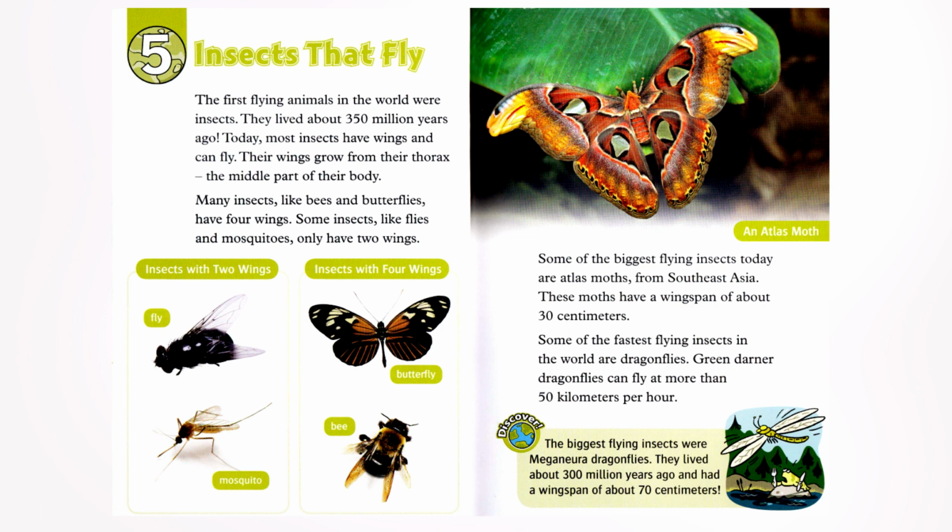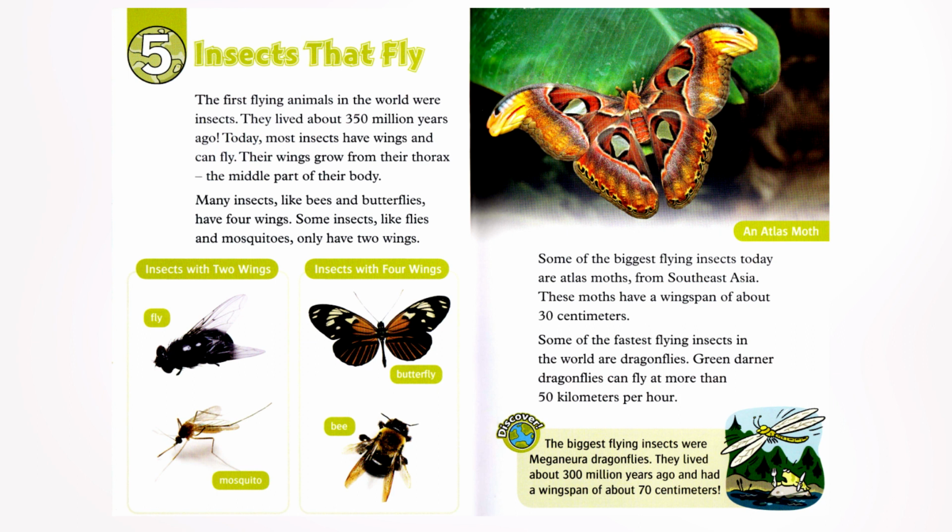Many insects, like bees and butterflies, have 4 wings. Some insects, like flies and mosquitoes, only have 2 wings. Some of the biggest flying insects today are atlas moths from Southeast Asia. These moths have a wingspan of about 30 centimeters.